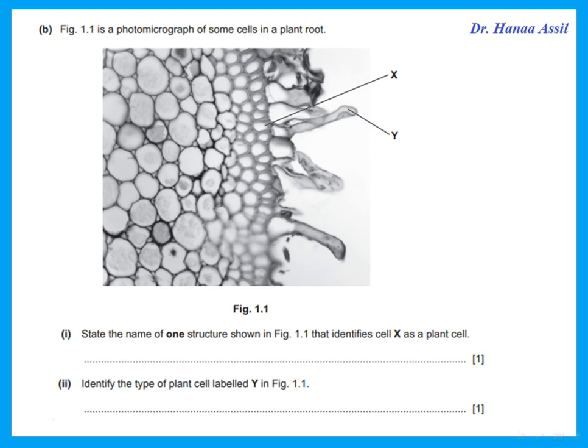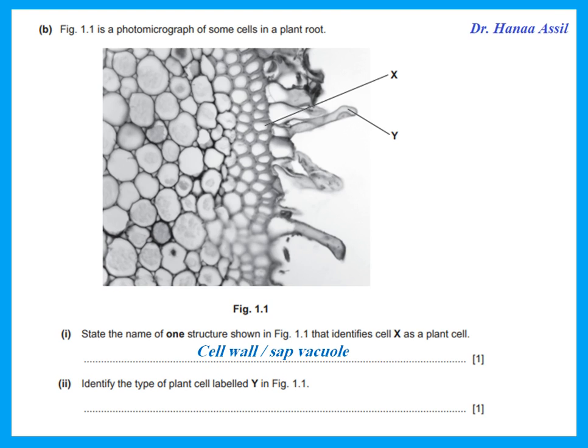Okay? Figure 1.1 is a photomicrograph of some cells in a plant root. State the name of one structure shown in the figure. So it should be something you can see in the figure that identifies cell X as a plant cell. Now, what can you see in the figure that indicates the plant cell? You can see that there is a cell wall, and you can see that it has a sap vacuole. So any of that would be the answer.